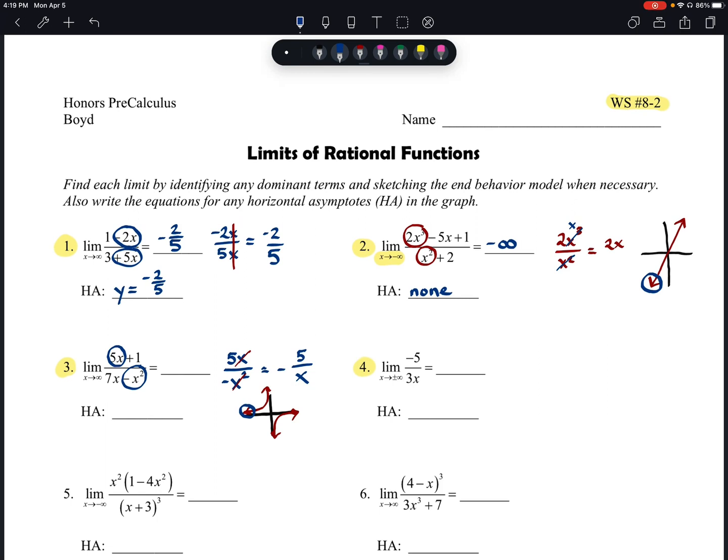So you don't always have to draw that one out if you realize that your dominant term is in the bottom. But we'll put 0 in here, and if 0 is our limit value, that means that our horizontal asymptote would also be y equals 0.